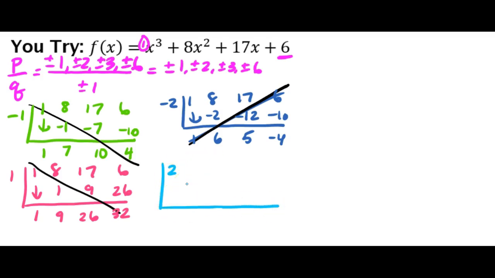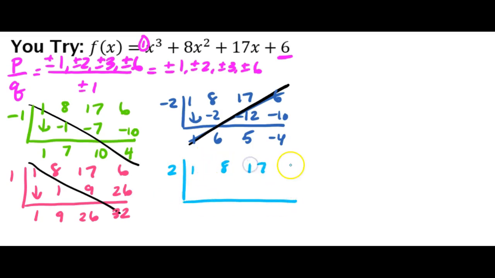Oops. I put my bar in the wrong place. Okay, so positive 2, 1, 8, 17, and 6. So I'm dropping down the 1. That would be 2, 10, 20, 37, 74, and 80. Definitely not 0. Okay, so I've tried my first 4. None of them worked. So I know that my 3 answers have to be in either 3, negative 3, or 6 and negative 6.